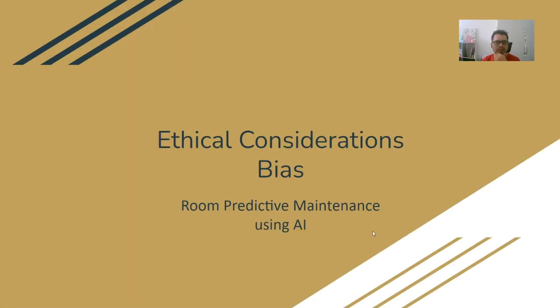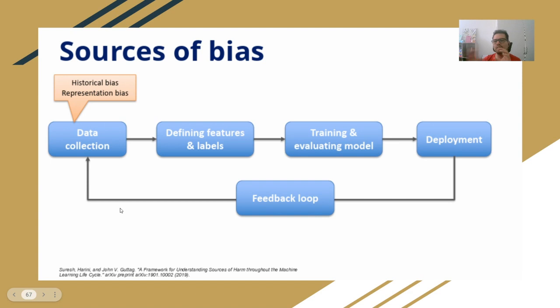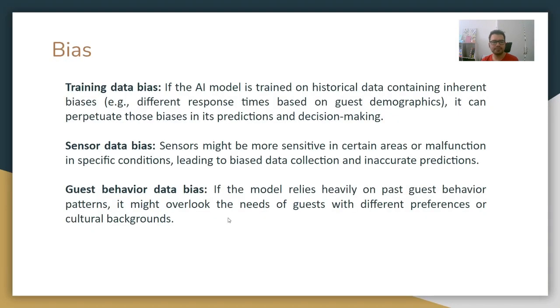Now we are going to talk about ethical considerations. We are going to start with bias. In the whole process when you develop an AI product, you can get bias. So first you need to be aware of that, and realize it is possible during the development of your AI product. For example, in data collection, in defining features and labels, in training and evaluating the model, in the deployment stage, and obviously in the feedback loop.